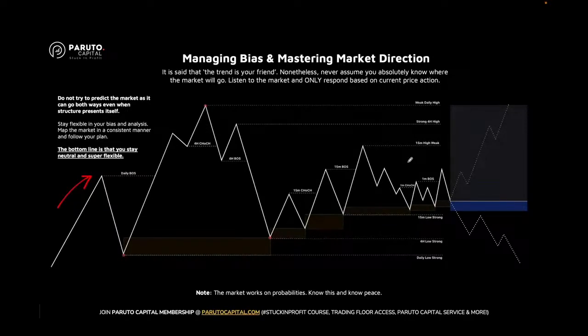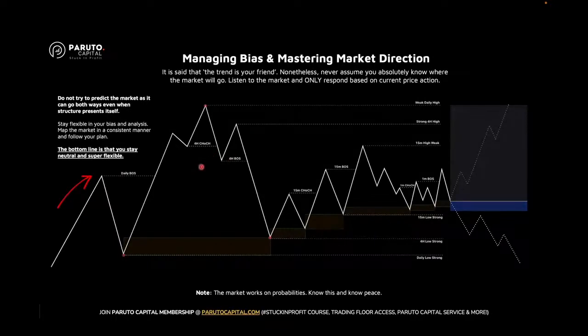Now, do not try to predict the market, right? Simply react or respond to what the market is showing you based on your plan. Don't say, oh, I think the market is going to go this way, and then execute based on how you think. You're just going to end up blowing your account, or just hurting yourself.